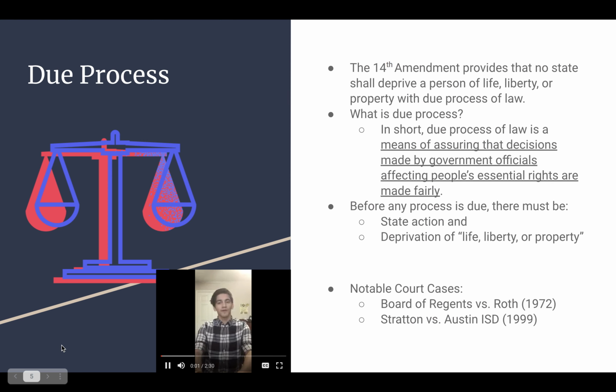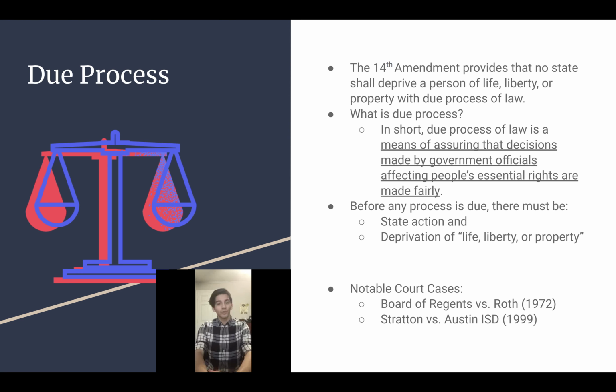The 14th Amendment provides that no state shall deprive a person of life, liberty, or property without due process of law. In short, due process of law is a means of assuring that decisions made by government officials affecting people's essential rights are made fairly. Since the Constitution only restricts governmental action, the Due Process Clause is not invoked in the private sector.